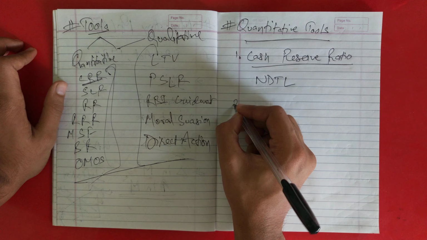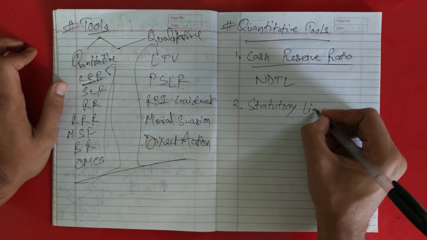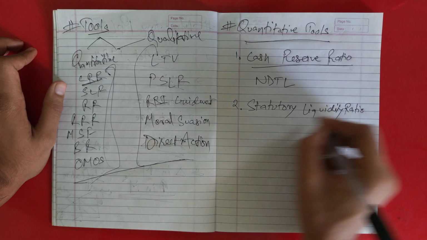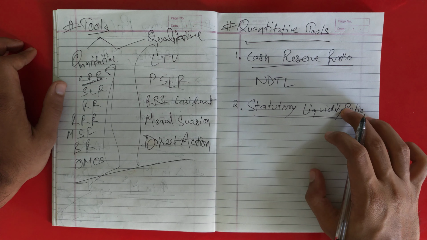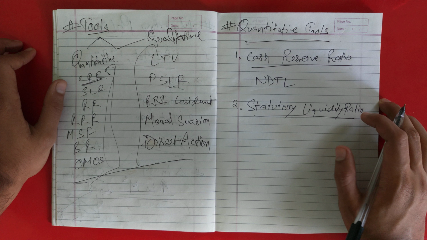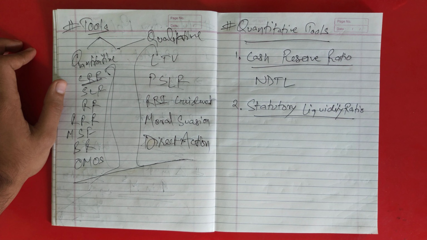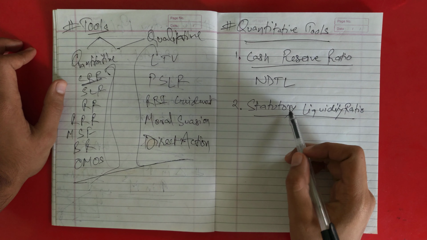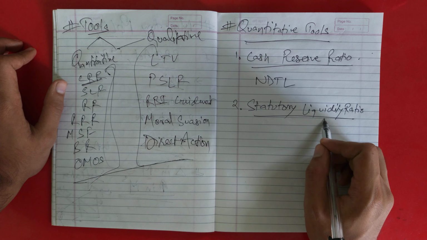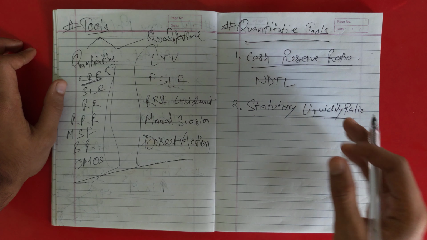Now let's move on to SLR. What is SLR? Statutory liquidity ratio. Okay, so it is the amount of liquid reserve that each bank has to keep with itself in the form of either cash, gold, or RBI approved securities, that is government securities, etc. So what is the difference between SLR and CRR? CRR has to be kept with RBI, but SLR has to be kept by the bank itself as a reserve, for any emergency.